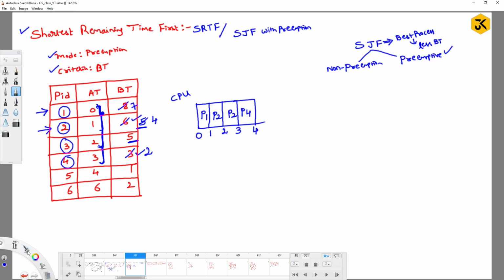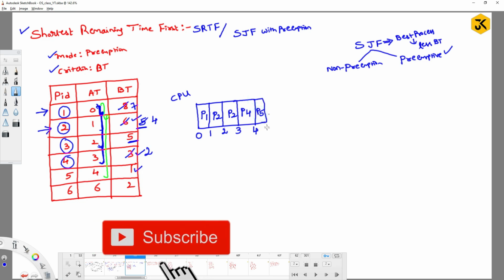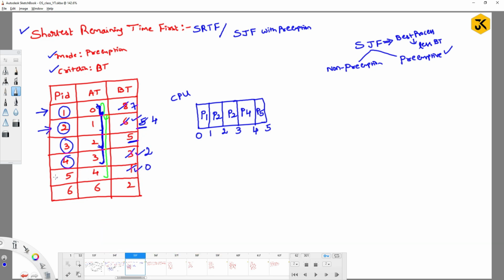By the time of 4 units completion, what processes are available in the ready state? These 4 or 5 are in the ready state, right? Out of these, which one has the very least burst time? Process P5, right? So P5 will get the chance for 1 unit of time. When it is allocated 1 unit of time, the leftover is 0, meaning process P5 completed its task. Okay, fine.